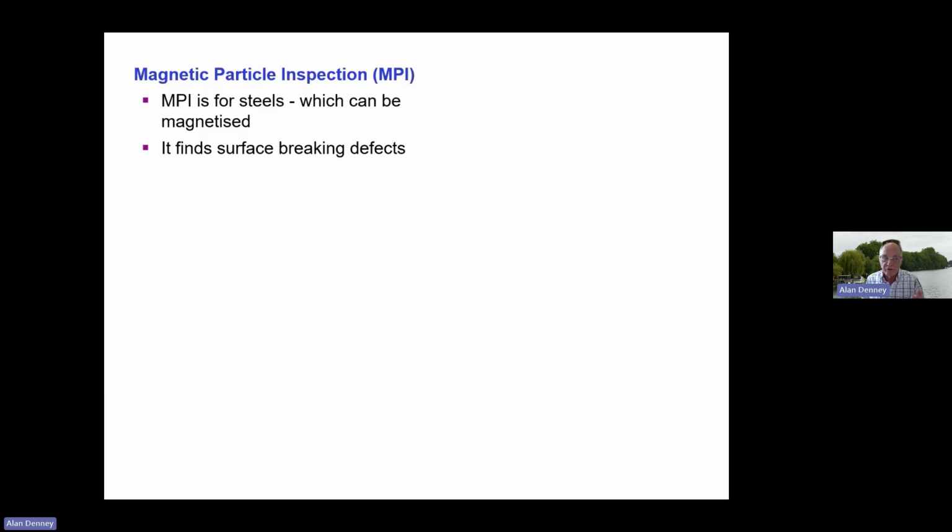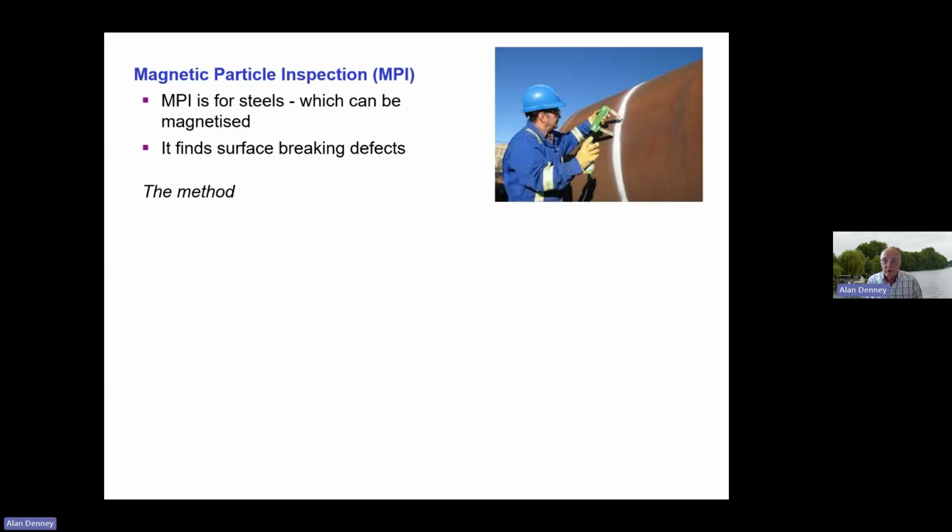MPI is for steels. It needs material that can be magnetized. It finds surface breaking defects only, and when it's in action, you'll see somebody doing something like that.